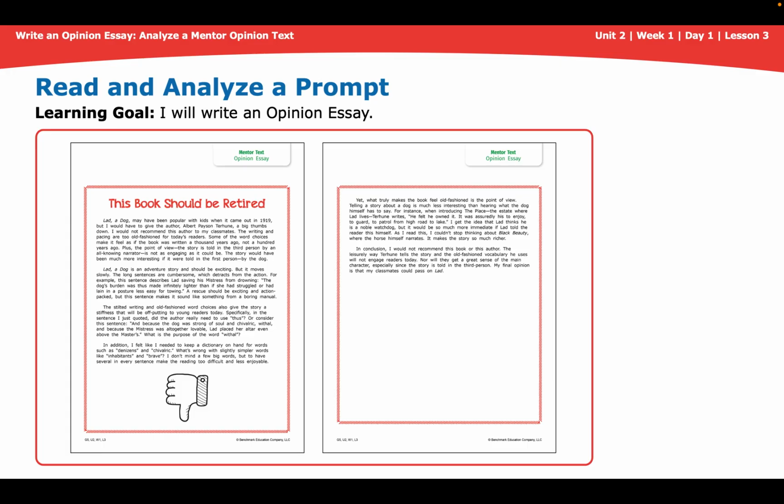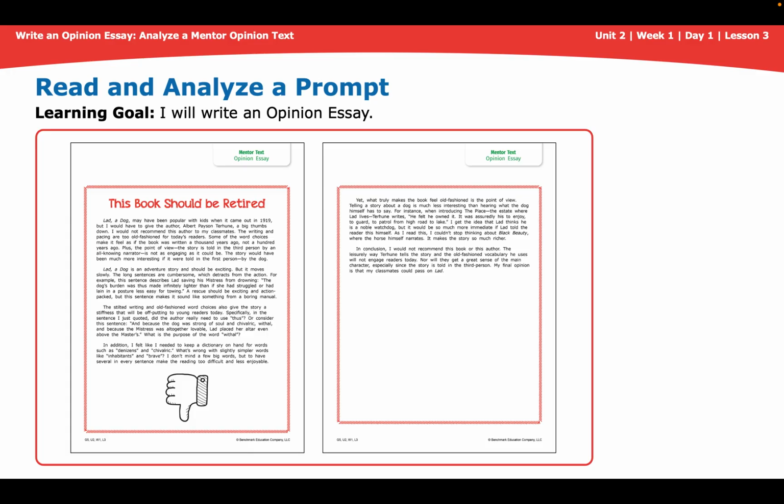Yet what truly makes the book feel old-fashioned is the point of view. Telling a story about a dog is much less interesting than hearing what the dog himself has to say. For instance, when introducing the estate where Lad lives, Terhune writes, he felt he owned it. It was assuredly his to enjoy, to guard, to patrol from high road to lake. I get the idea that Lad thinks he is a noble watchdog, but it would be so much more immediate if Lad told the reader this himself.